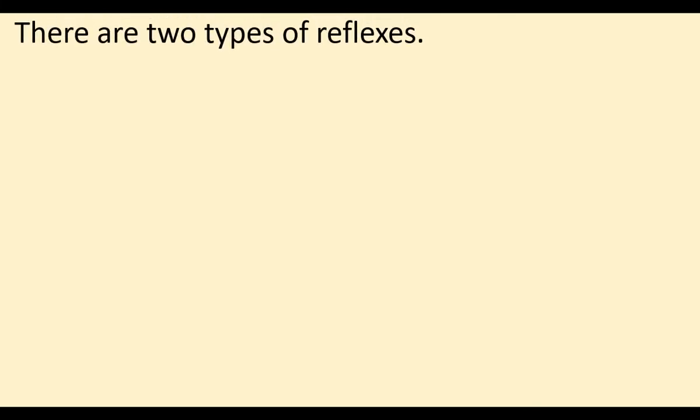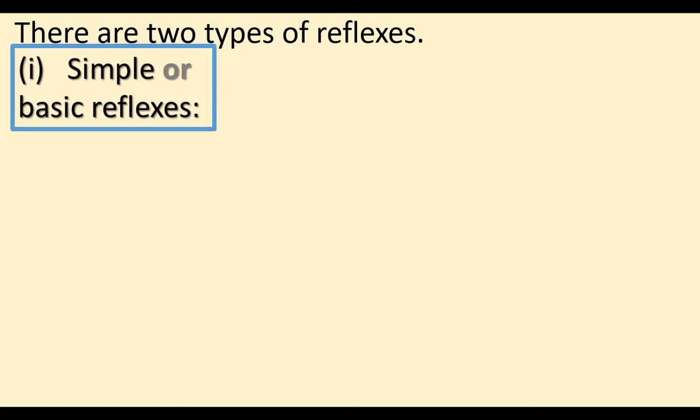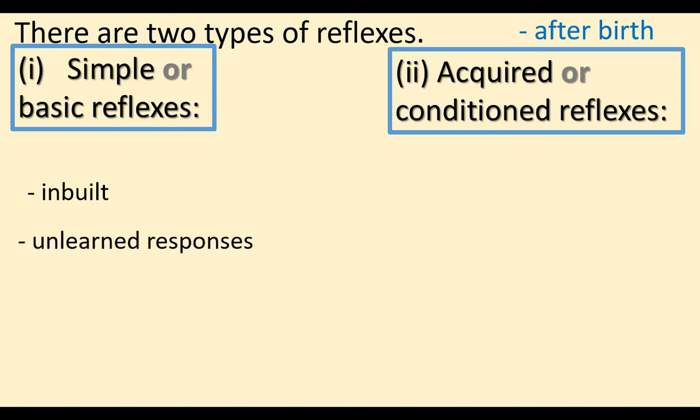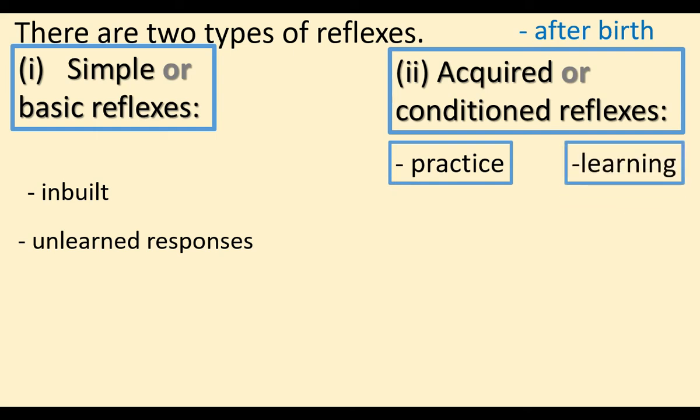There are two types of reflexes: simple or basic reflexes, and acquired or conditioned reflexes. Acquired reflexes are gained after birth. Simple or basic reflexes are inbuilt reflexes. They are programmed in the brain before birth. These activities are unlearned responses, whereas acquired or conditioned reflexes are due to practice, due to learning. An acquired response is a learned behavior.